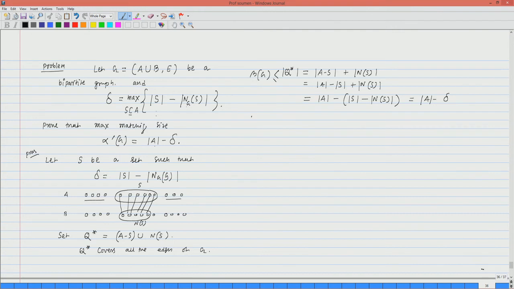Now, let Q be a minimum vertex cover of G.